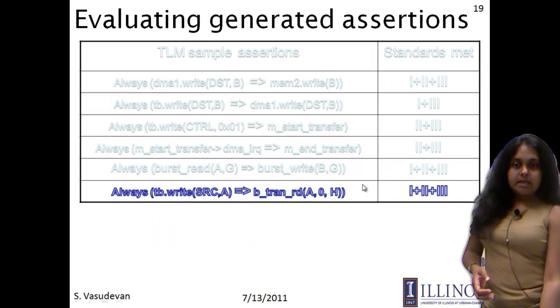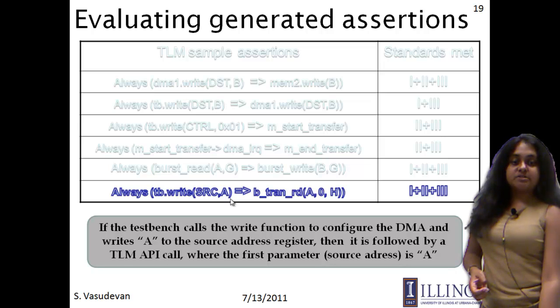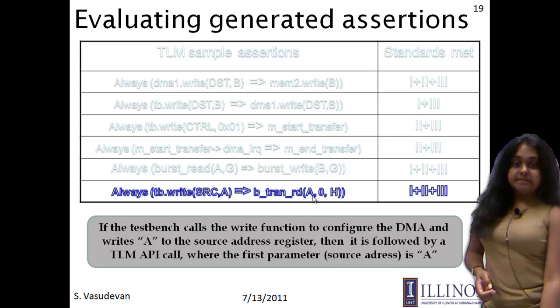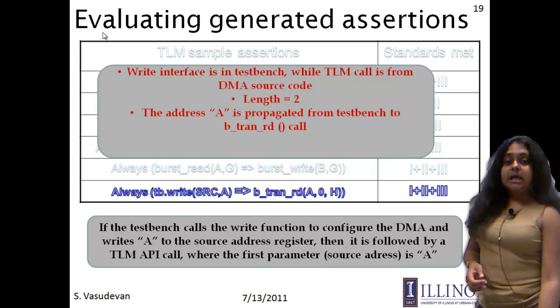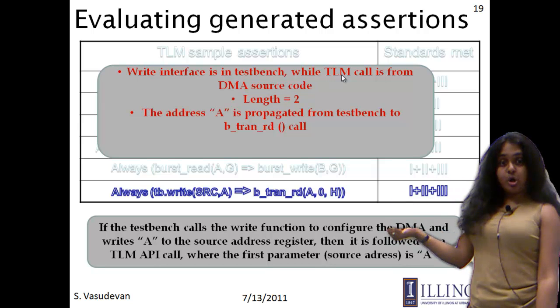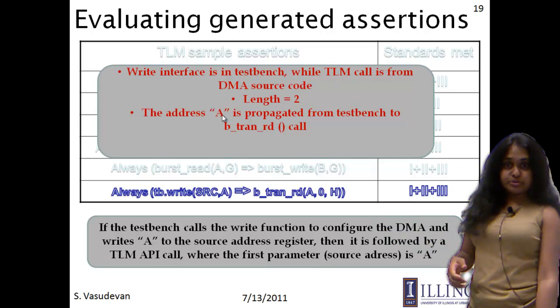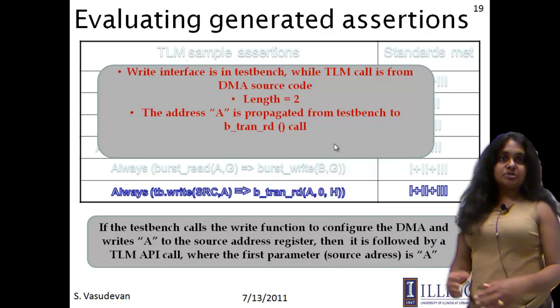Similarly, here is another assertion where we say that if the test bench calls the write function to configure the DMA and writes A to the source address register, then it's followed by a TLM API call where the first parameter, or the source address, is A. Again, this subscribes to all the standards because it's only of length 2, and it includes both the write interface, which is in the test bench module, as well as the TLM call, which is from the DMA source code. And the address A is the symbolic address that's being propagated, so it subscribes to all our standards.